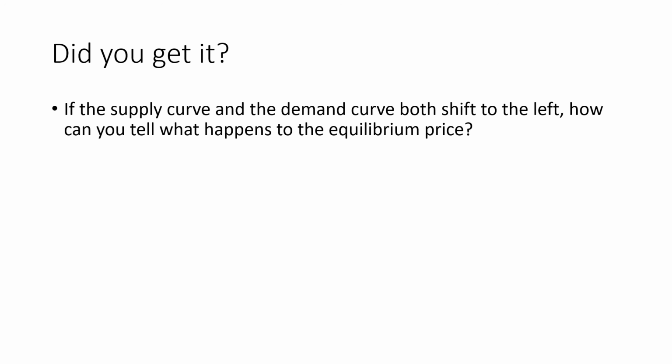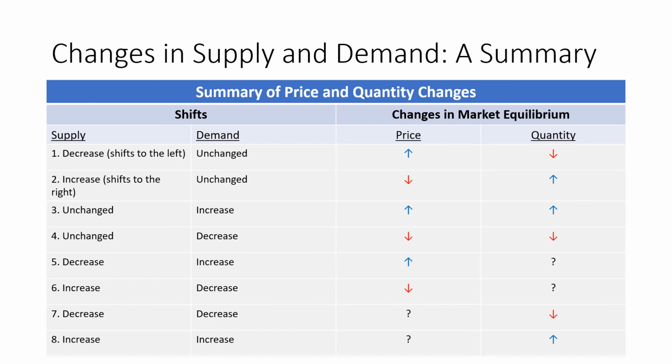All right, so let's wrap up. In summary, our table here summarizes how various changes in supply and demand affect the equilibrium price and quantity of a good. For example, if supply decreases and demand is unchanged, then the equilibrium price must increase and the equilibrium quantity must decrease. Remember that for both supply and demand, a rightward shift represents an increase and a leftward shift represents a decrease.